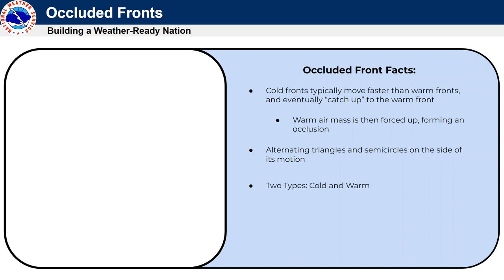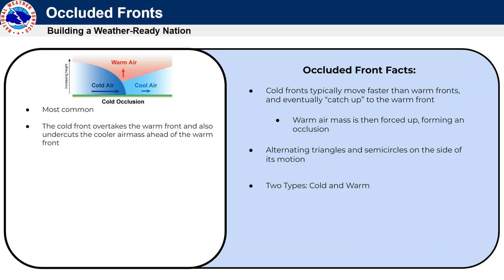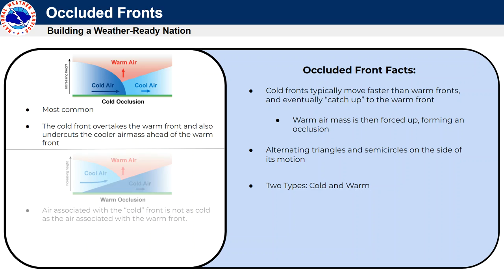There are two types of occlusions. A cold occlusion, which is most common. This is when the cold, more dense air overtakes the warm front, and it also moves through the cooler air mass ahead of the warm front. However, there are situations where you have a warm occlusion, where not-as-cold air catches up to the warm front. Therefore, it's forced upwards, and that colder air is able to continue on. Therefore, the most typical scenario is that cold occlusion.